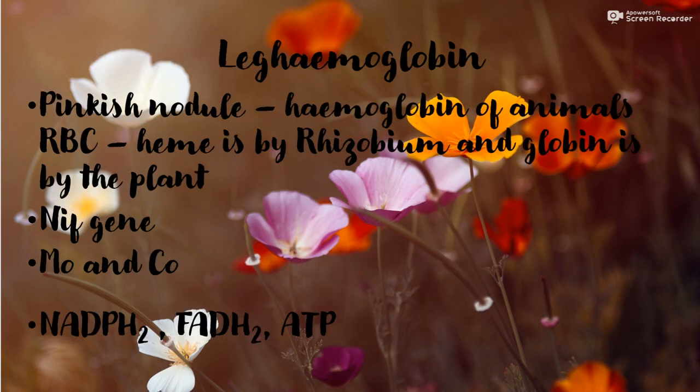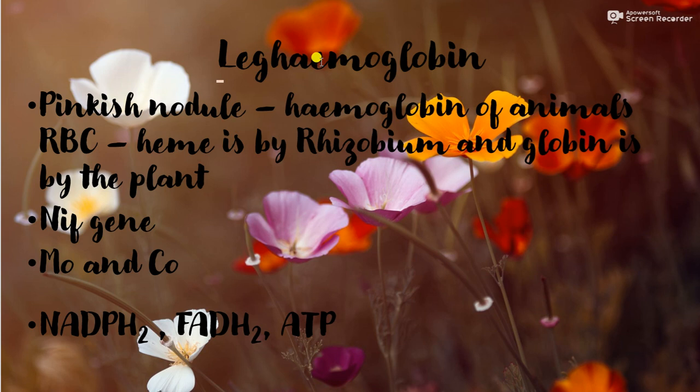So basically these plants are protected from this. Naturally they have a structure like leg hemoglobin, and we all know that hemoglobin has high affinity towards oxygen. So this leg hemoglobin will combine with oxygen, so that the free oxygen concentration in those cells will be very low, and the nitrogenase complex will work properly. Okay, so that is the idea behind it. And leg hemoglobin is found only in leguminous plants.